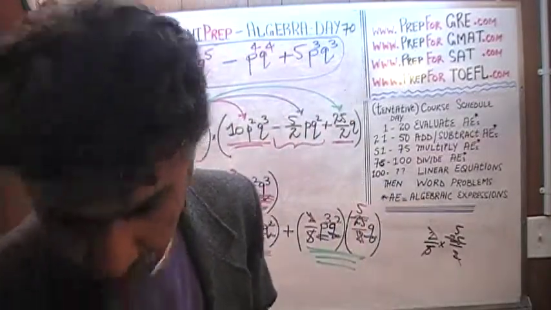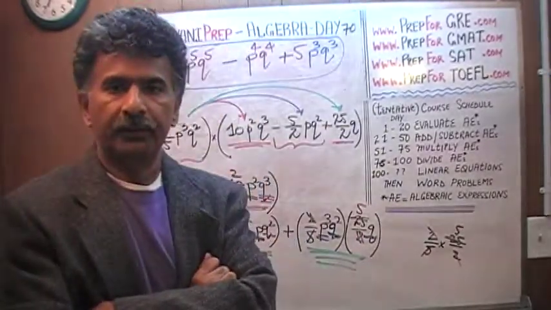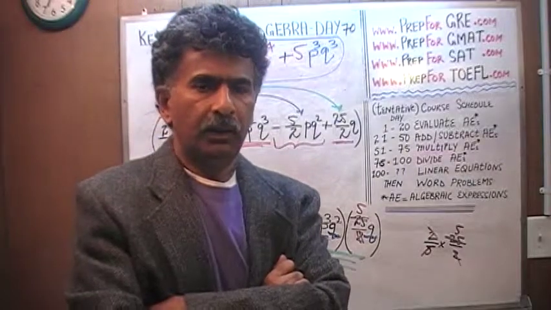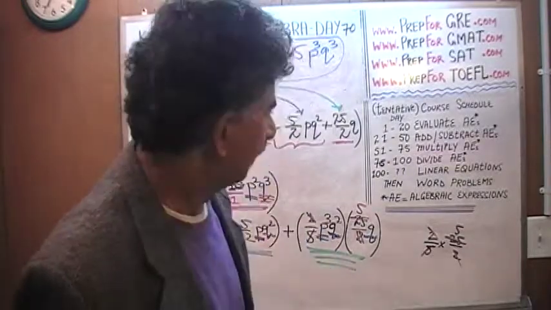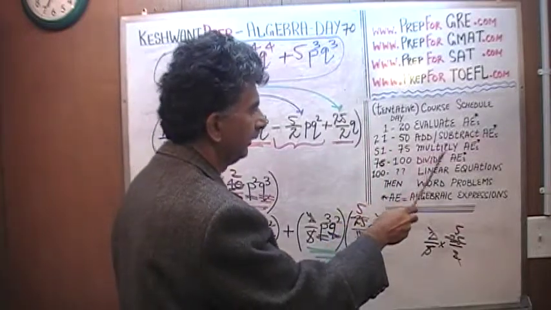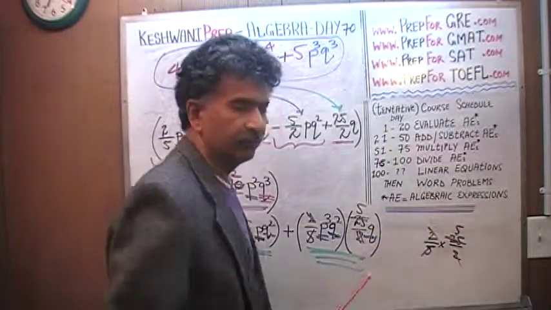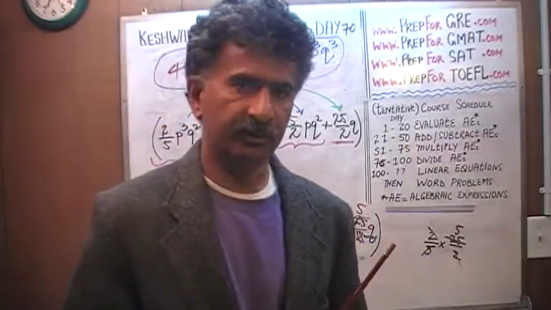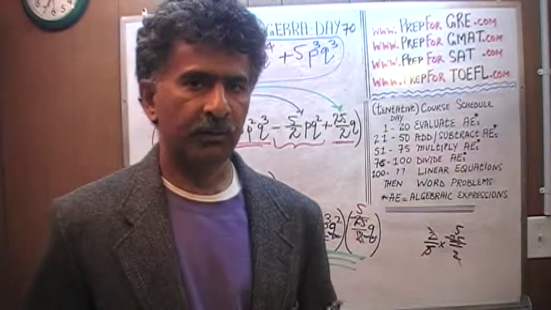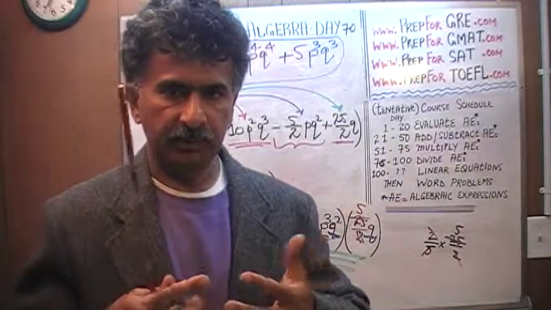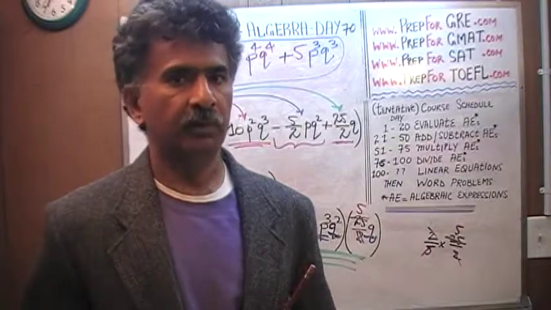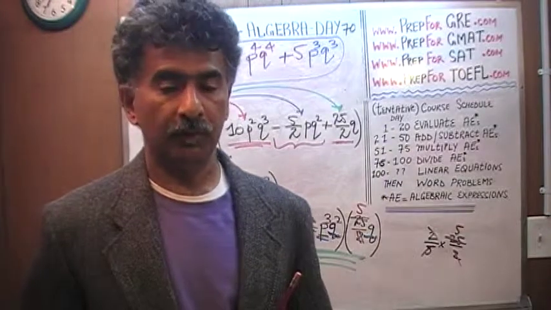I'll see you tomorrow on day number 71. And as I said, over the next 5 days, days 71 through 75, we'll multiply algebraic expressions, which is what we're still doing. 51 through 75, we are multiplying algebraic expressions. But they're going to be algebraic expressions of a different nature, where when we multiply them together, we're going to arrive at what is known as a quadratic equation. So we'll do that starting from tomorrow. Okay? I'll see you tomorrow. Bye.